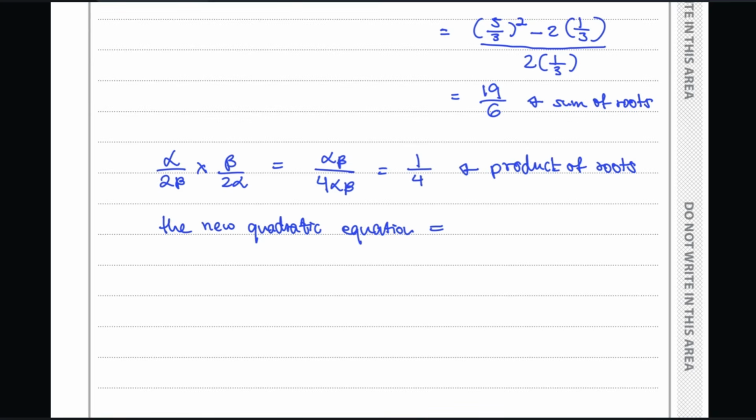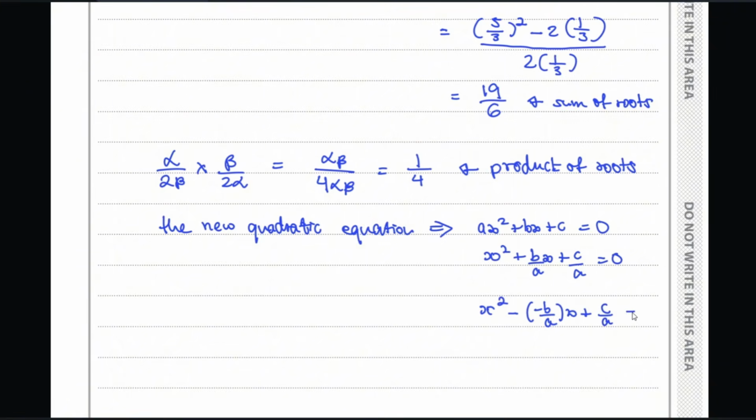So the new quadratic equation would look like this. The quadratic equation is ax squared plus bx plus c equal to 0. And let's divide all the terms by a, so that this becomes x squared plus b over a x plus c over a equal to 0. I'm just going to manipulate this so that I get minus b over a, which is equal to the sum of roots. So it becomes x squared minus b over a x plus c over a equal to 0.